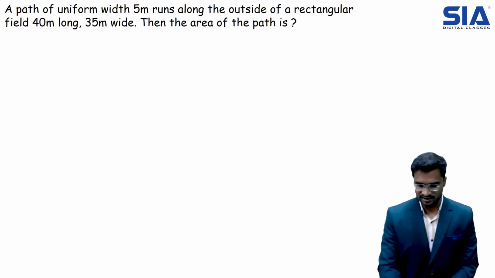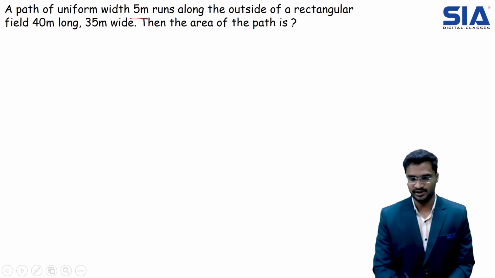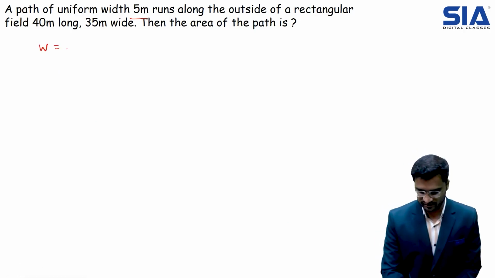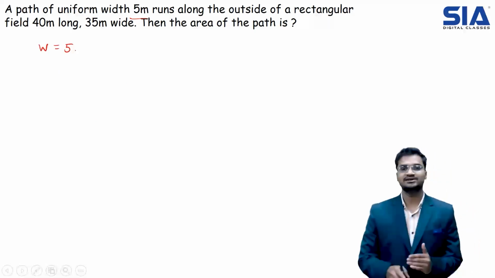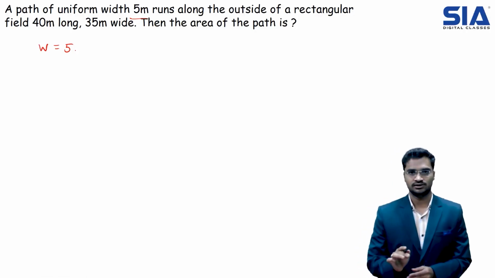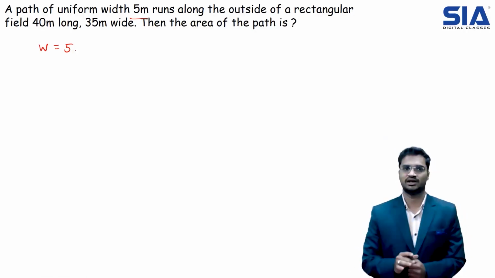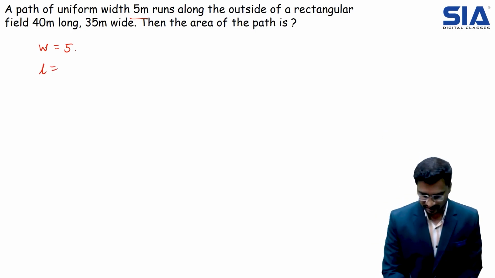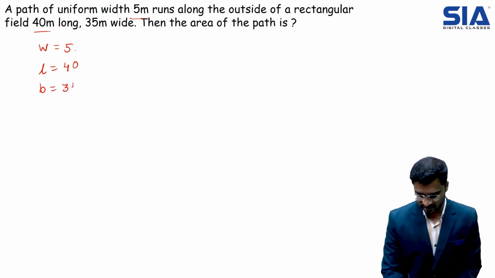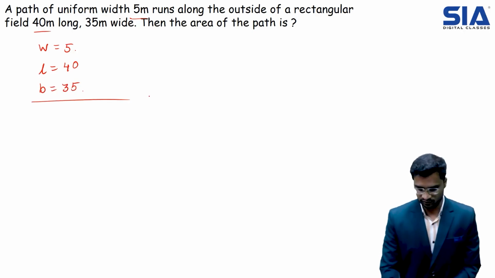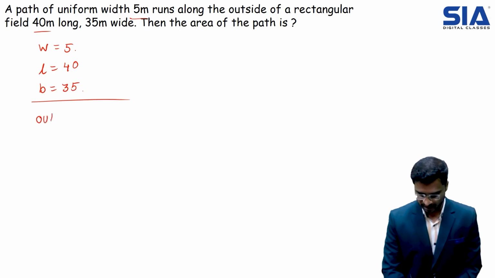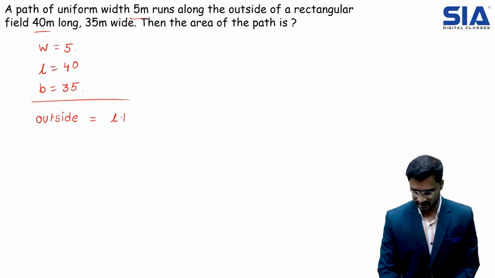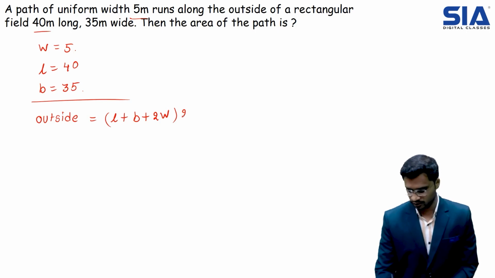Now a path of uniform width 5 meters. So here the width is given as 5 and runs along the outside of a rectangular field. So here the path is running outside the rectangular field. The length of this field is 40 meters and the breadth of that particular field is 35 meters. So let us apply the formula. So outside path is equal to (length plus breadth plus 2w) into 2w.